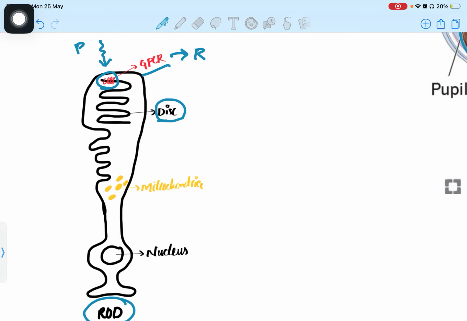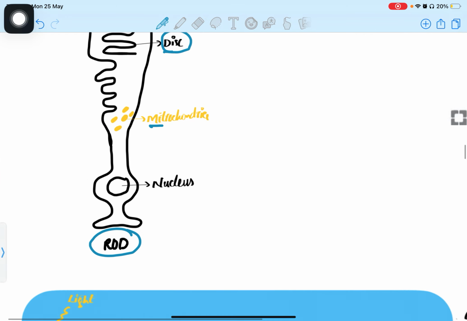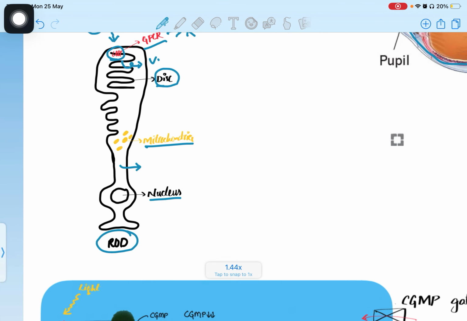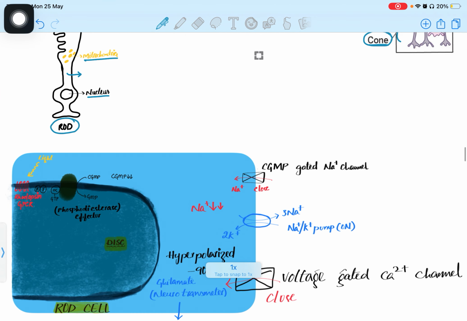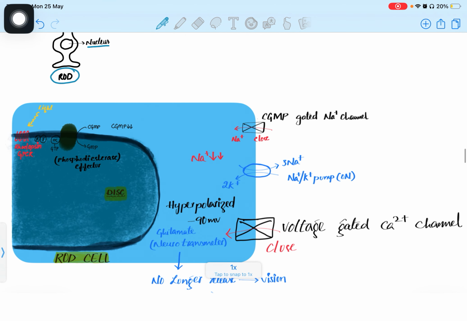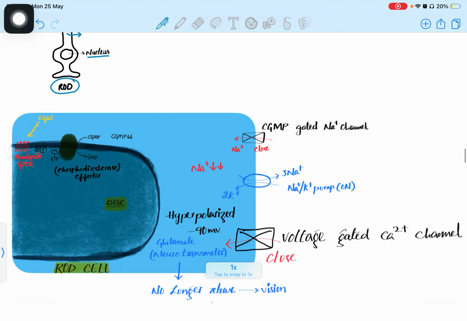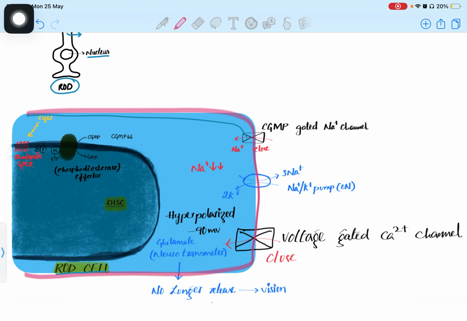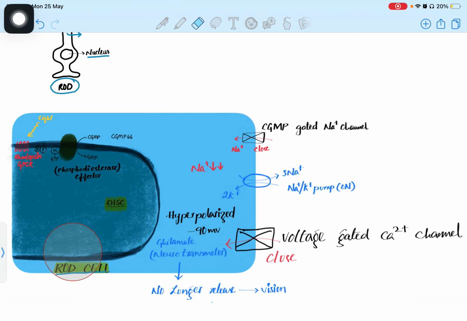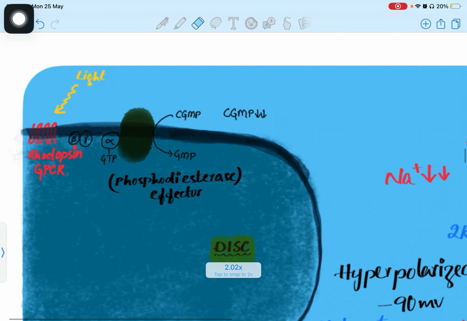Whenever light falls on this GPCR, meaning a photon falls on the GPCR receptor, it will create some signaling and the vision happens in the eye. We can see the mitochondria and nucleus are also present, as well as the cytoplasm region in the cell. Let's see how exactly the cell works for the vision pathway. This is the complete rod cell, this is a disc, and here you can see the GPCR receptor.